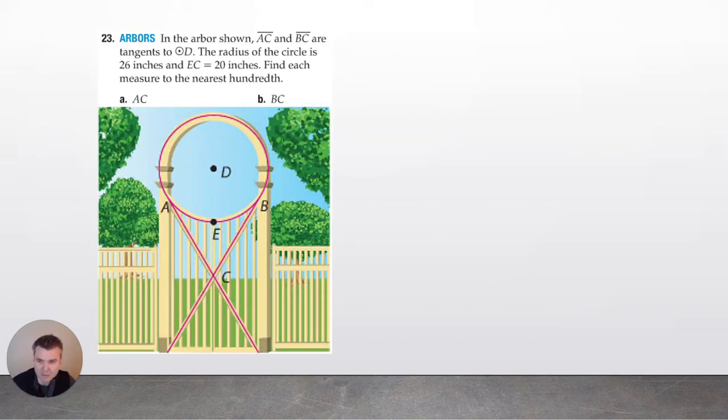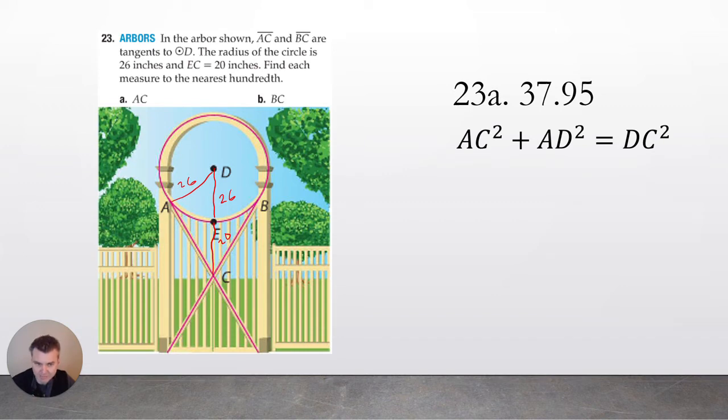All right, 23, we had to find AC and BC in order that they are tangent to circle D. Okay, well, to do this problem, we know that the radius is 26. So this distance here is 26. This distance here is 26. Oh, great, a straight line, like always. And this distance here, we know EC is 20. So you fill all that information in, and you can solve for AC. So you got 37.95, because AC squared plus AD squared is equal to DC squared.